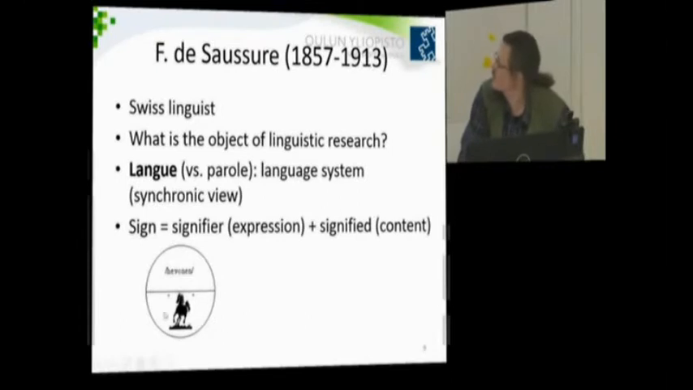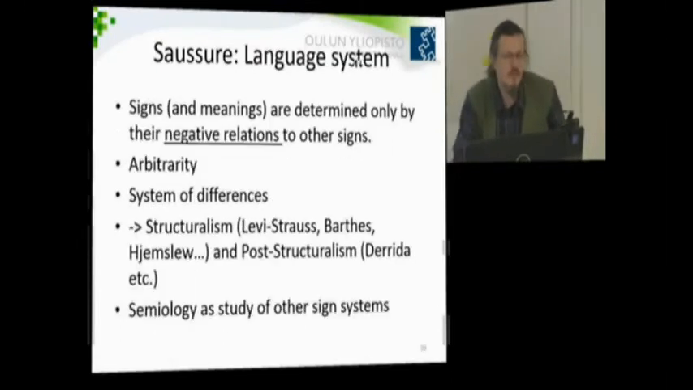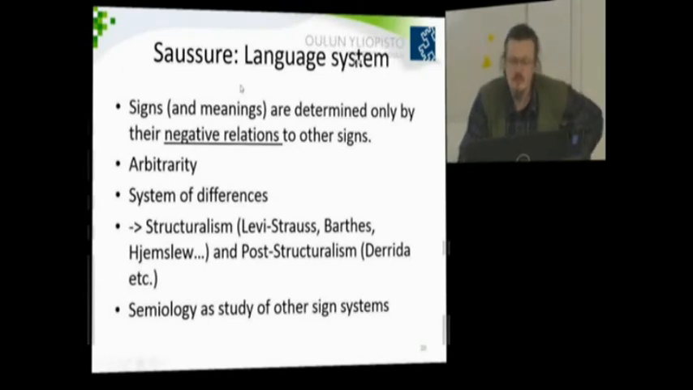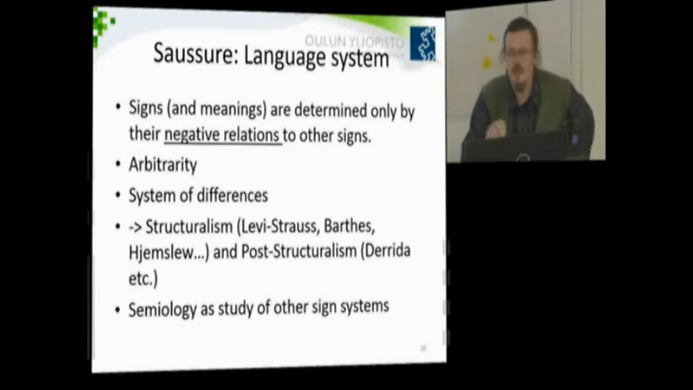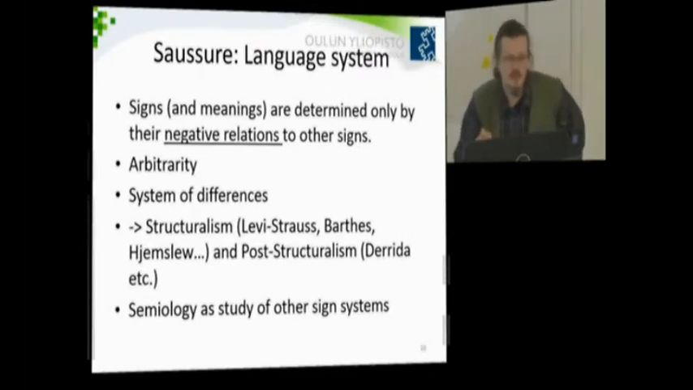in the language system, the sign and its meaning are determined only by their negative relations to other signs. This means that the idea of horse is just that idea because it is not an idea of a cow, it's not an idea of a dog, it's not an idea of a car, and so on. Saussure says that it has no positive meaning, no positive content. It's only differences from other concepts. And so the expression side similarly.